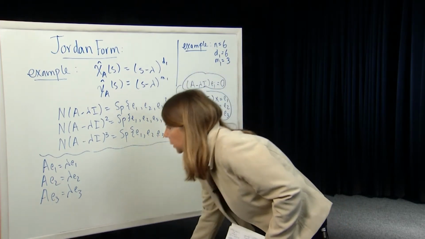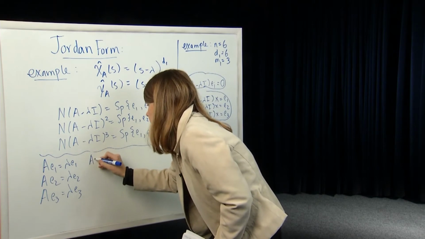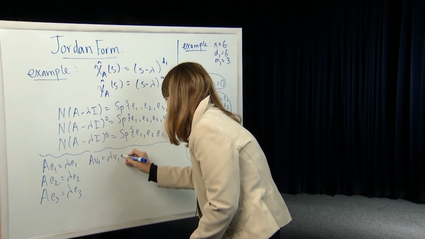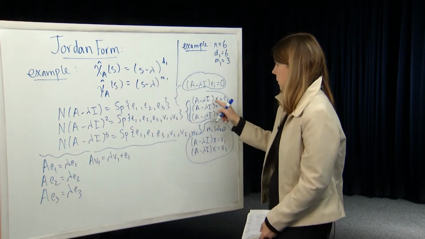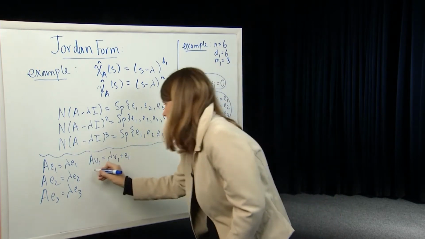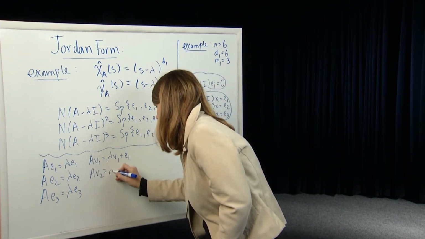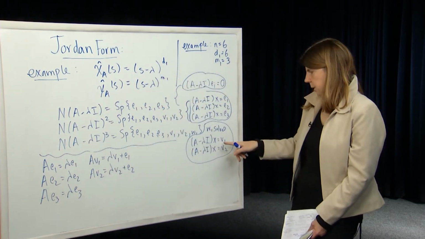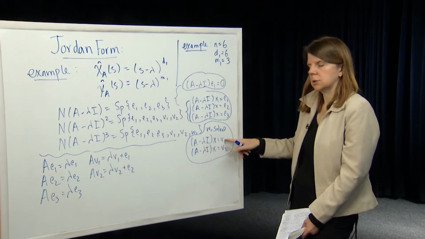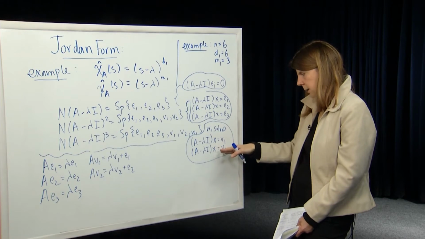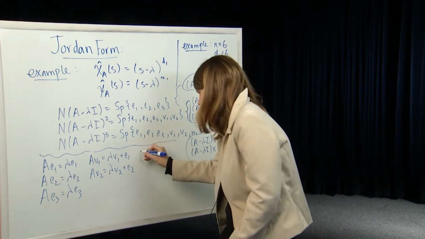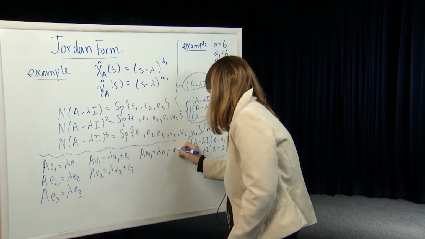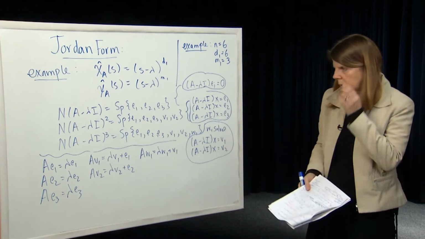If V1 and V2 solve these 2 equations respectively, then we have that A V1 is equal to lambda V1 plus E1. That comes out of this equation here. And similarly, A V2 is equal to lambda V2 plus E2. Then let's suppose without loss of generality that W1 solves this first equation. It could solve the second and it would be similar, but let's suppose it solves the first. So we end up with A W1 is equal to lambda W1 plus V1.